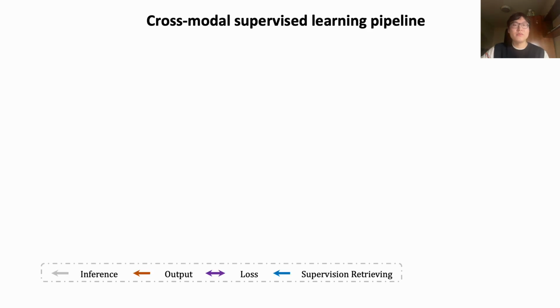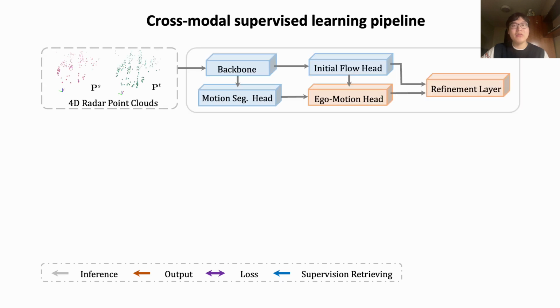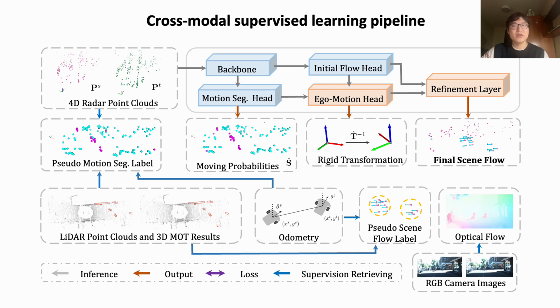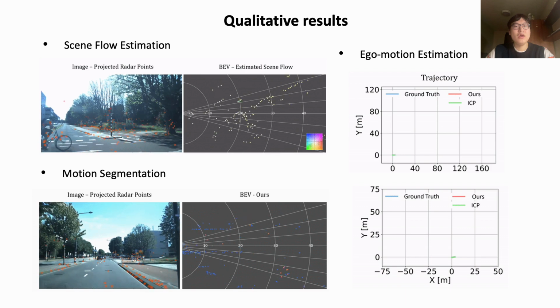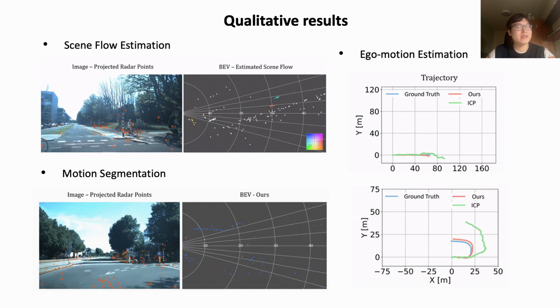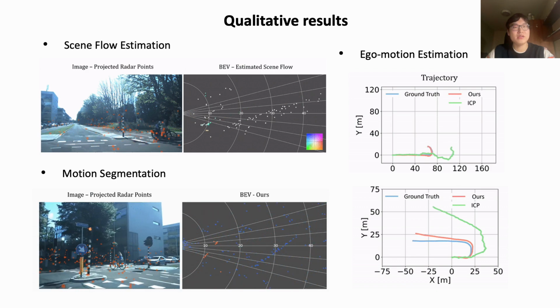We propose a cross-modal supervised learning pipeline for 4D radar scene flow estimation. A multitask model architecture is introduced for the identified problem. We retrieve various supervision cues from 3 collocated sensors and train the model end-to-end using cross-modal constraints. We demonstrate the state-of-the-art performance of our method and show its effectiveness in downstream tasks as well.